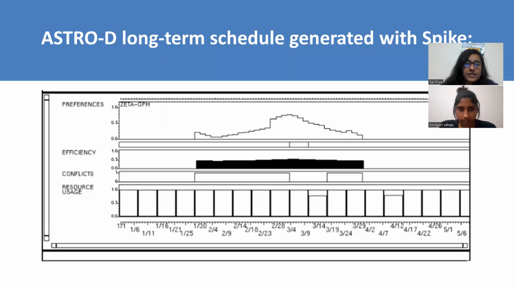And coming to the Astro-D long-term scheduling generated with Spike, this diagram shows that long-term planning can now begin, with the goal of committing each cluster to a segment in what will most likely be a one-year or multiple-year plan. This plan has a number of options to choose from.